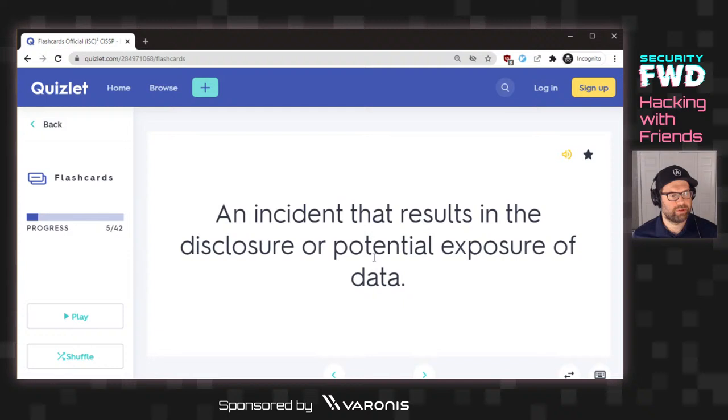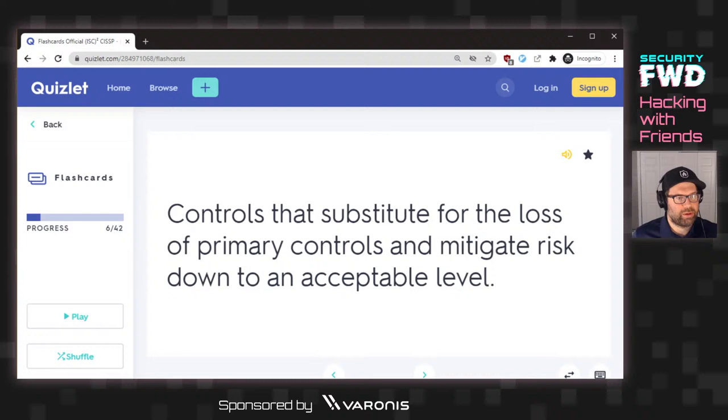Controls that substitute for the loss of primary controls and mitigate risk down to an acceptable level. This is one of the very manager conceptual ways of saying this. Auxiliary controls, maybe? Compensating controls. Compensating for the lack of primary controls. Okay.